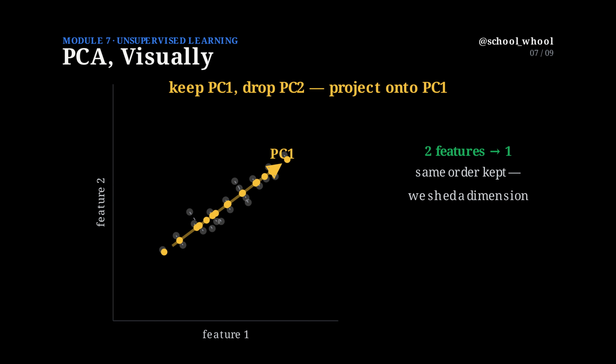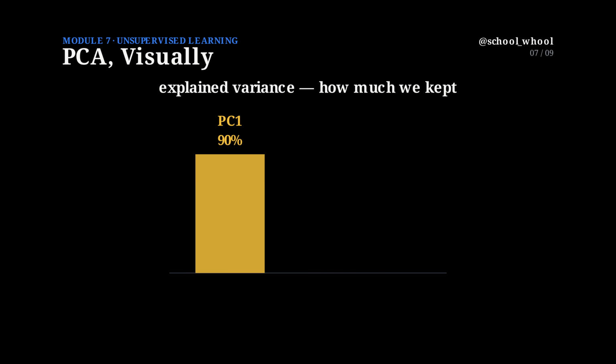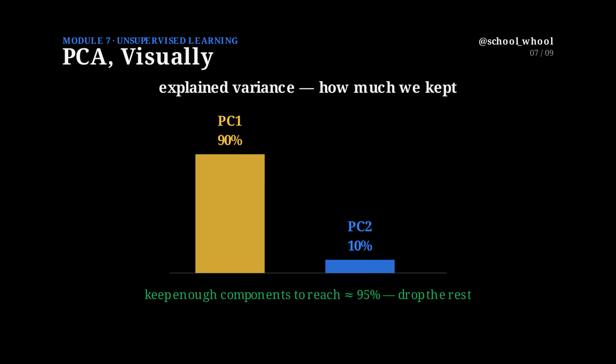How much did we actually keep? PCA tells us exactly, through the explained variance ratio. Here PC1 explains about 90% of the variation, and PC2 only 10%. So dropping PC2 costs us just 10%. The rule of thumb: keep enough components to reach around 95% and discard the rest.